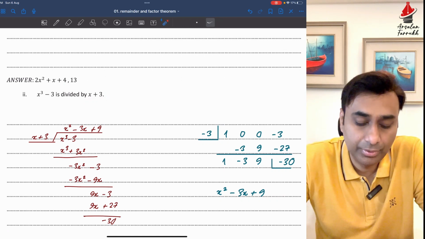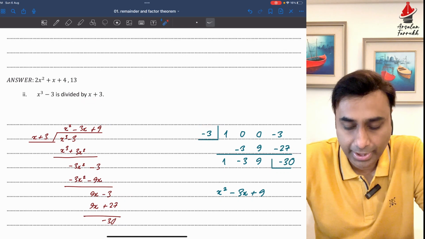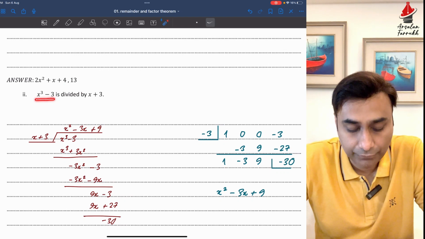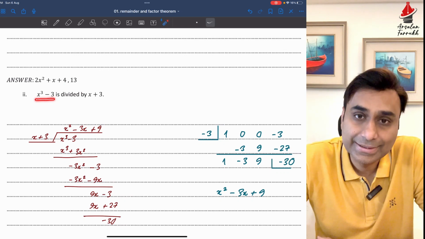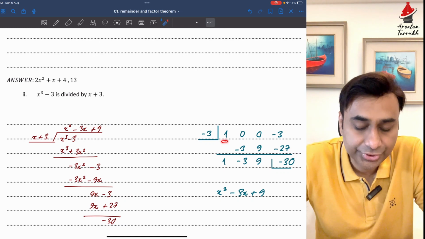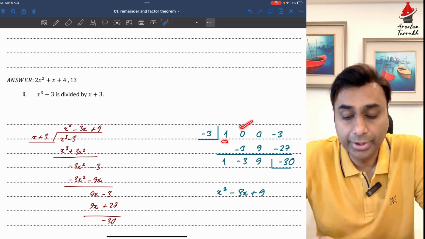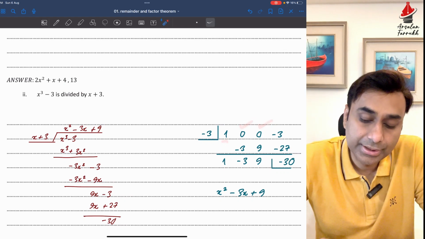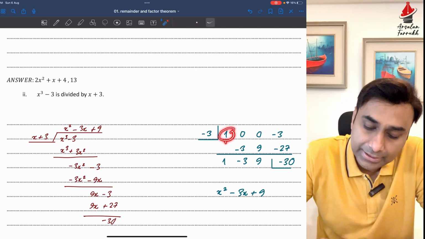But here you have to be careful about one thing, which is like I had x plus 3, I equated it to 0, and I wrote minus 3 over here. But when I start writing down the coefficients of the dividend, I have to make sure that if there is any term which is non-existent, then I have to write a 0 in place of it. So you see x cubed's coefficient is 1, and there is no x squared term. So it's not that I will just completely ignore it. I have to write a 0 in place of that. Similarly, there is no term in x, so I write a 0 in place of that, and then finally I write minus 3.